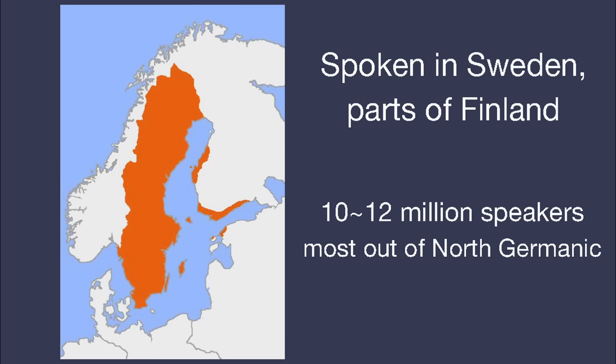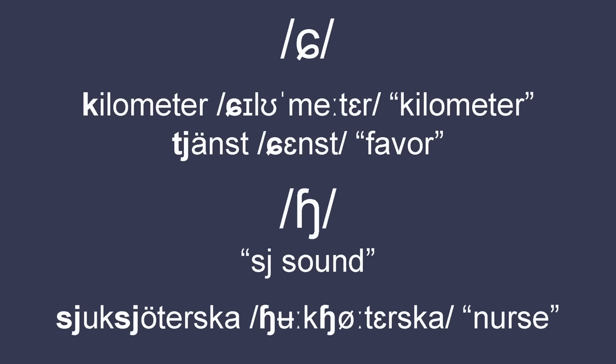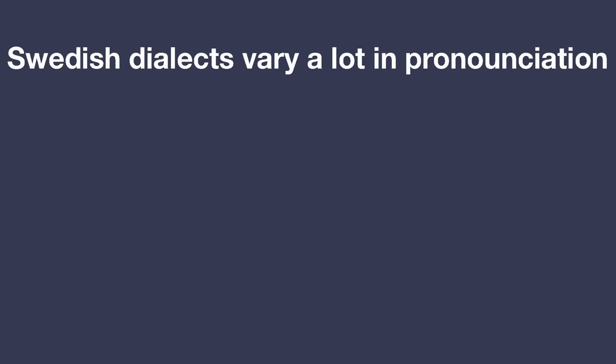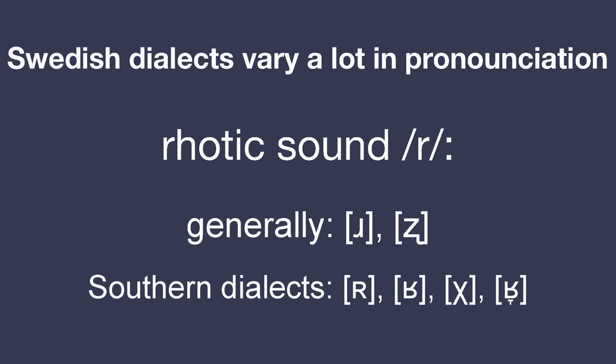It's spoken in Sweden and in some parts of Finland, with the highest number of speakers out of the Northern Germanic languages. Swedish has the sj sound and the sj sound, an extremely rare sound almost unique to Swedish. It's described as a simultaneous sh and h sound, but in many dialects, it's pronounced as a plain sh, and in other regions, it's pronounced h, with a few other allophones as well. In general, Swedish dialects can vary a lot with pronunciation, such as with the rhotic's many variations.